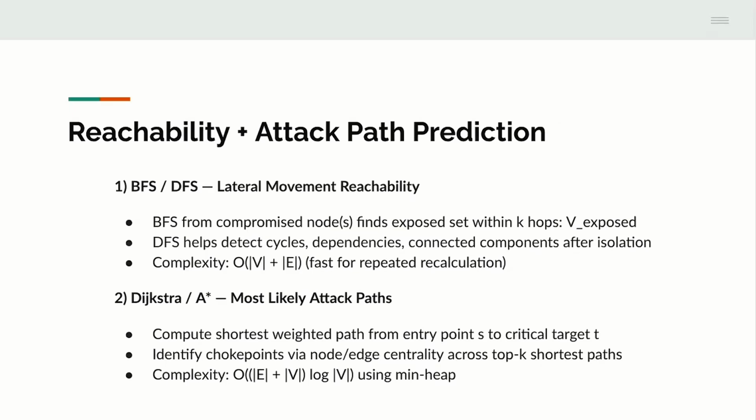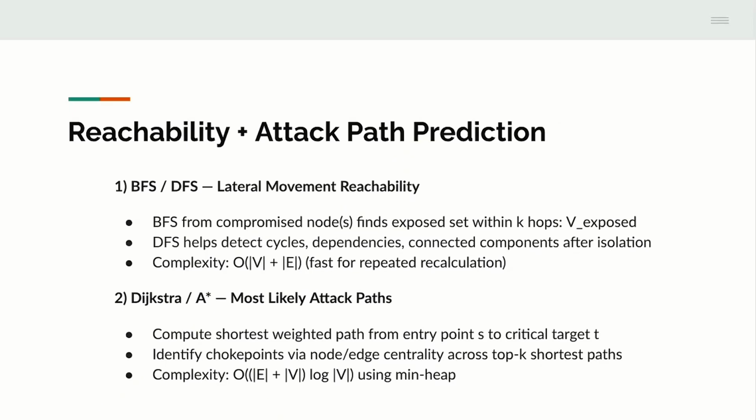If device A is infected, BFS shows all devices that A can potentially reach through allowed connections like SMB, RDP, or SSH. This is important for quickly estimating the blast radius and identifying which subnets or services are at immediate risk. We also use DFS, depth first search, mainly to understand dependency structures and cycles.